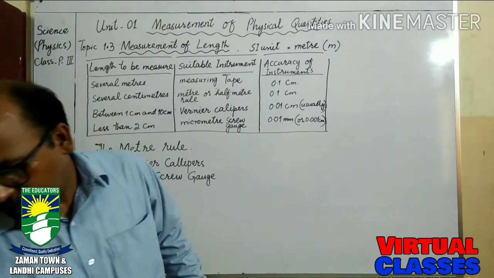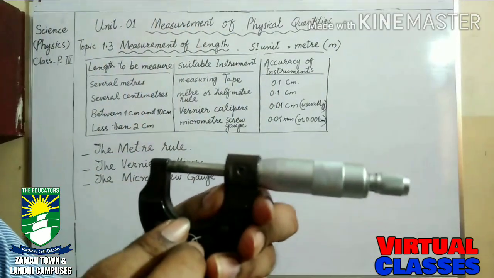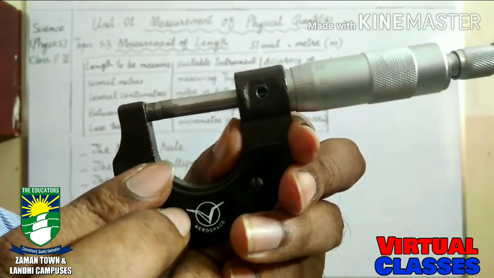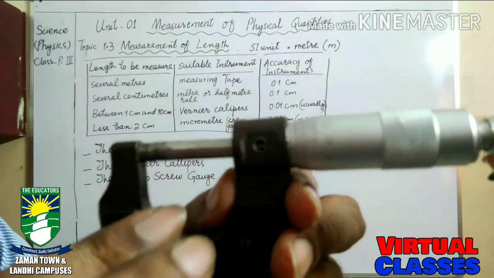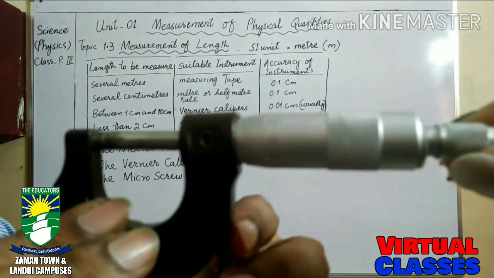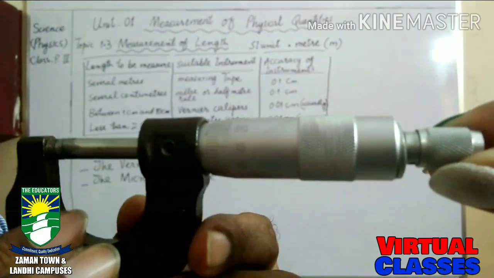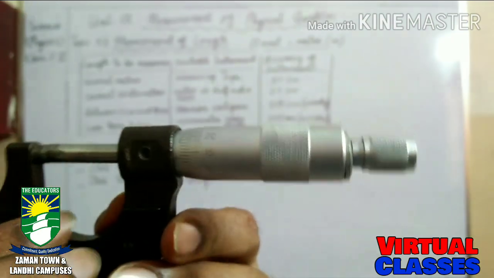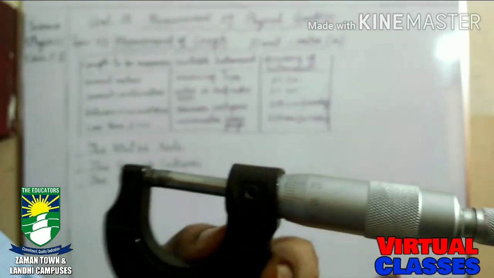This is micro screw gauge. See, this is micro screw gauge. I want to show you the main reading and the thimble reading. When I tell you the different parts, then you will know this is called the thimble reading, because this is called thimble and the reading on it is called thimble reading.